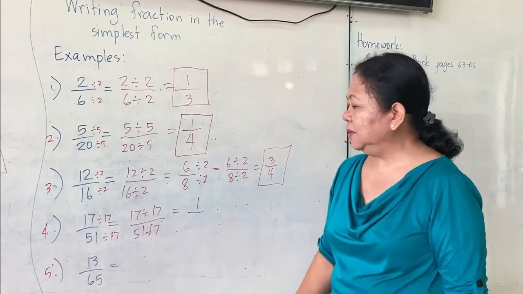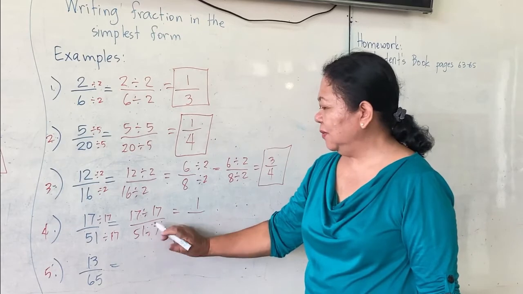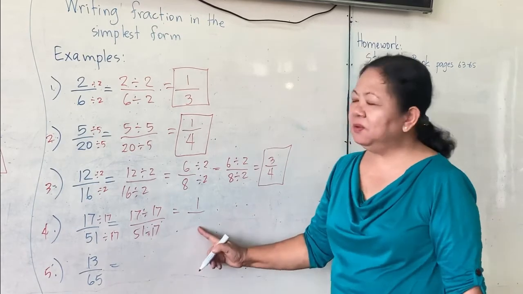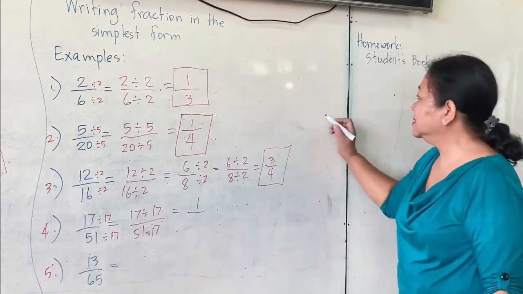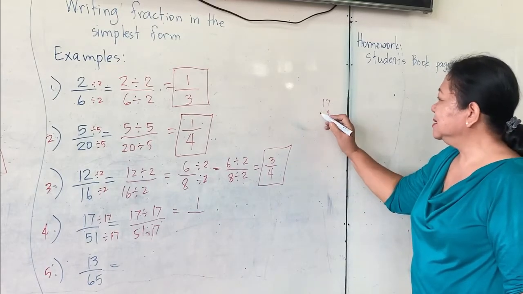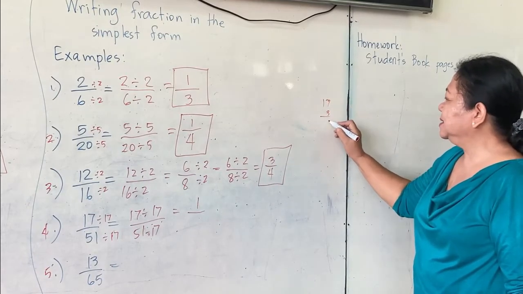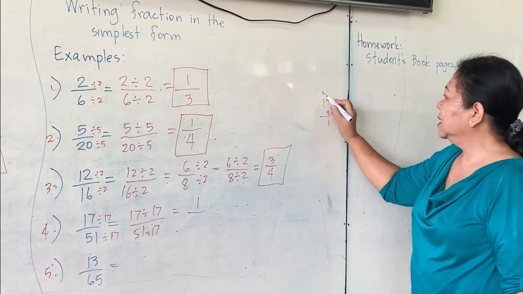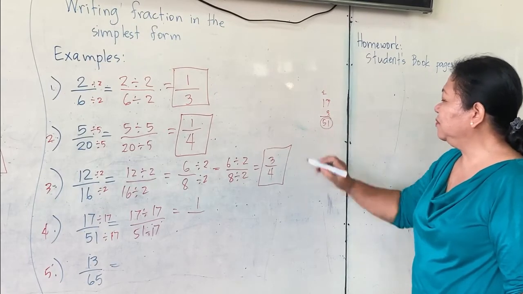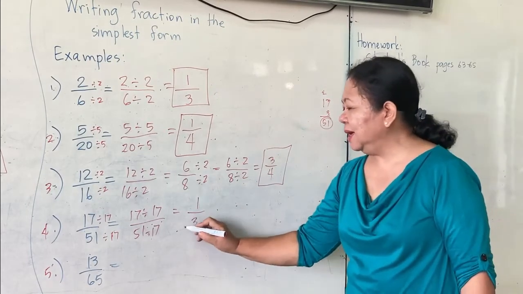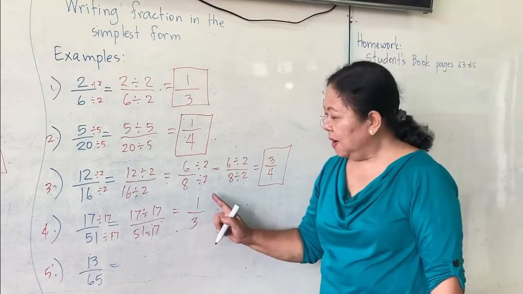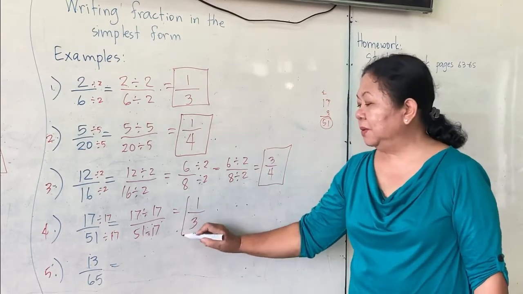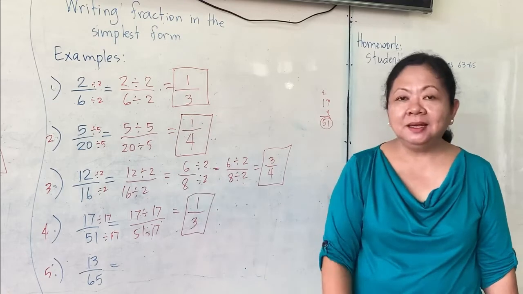Over 51 divided by 17. So what is 51 divided by 17? Let us try 17 times 3. 3 times 7 is 21, carry 2. 3 times 1 is 3 plus 2 is 5. So it's 51. Therefore, the answer here is 3. And now, we have 1 over 3. There will be no remainder. Therefore, this is already in the simplest form.